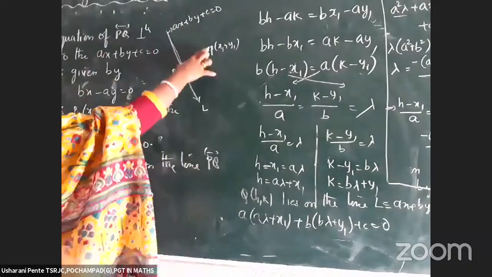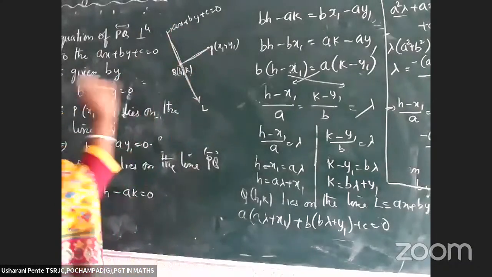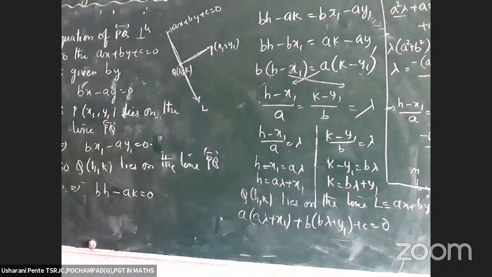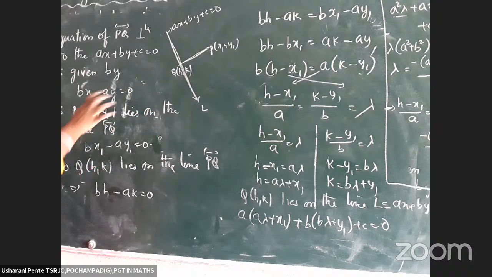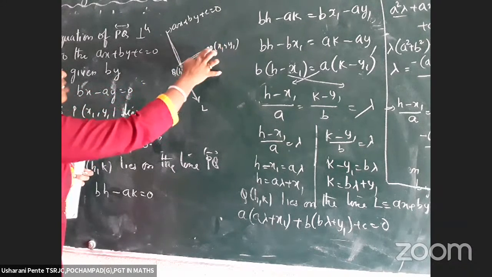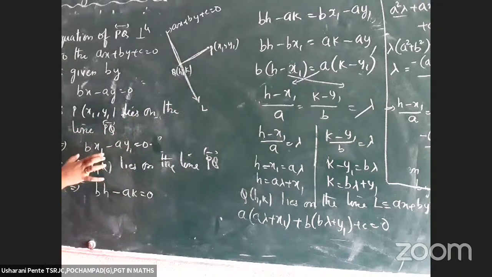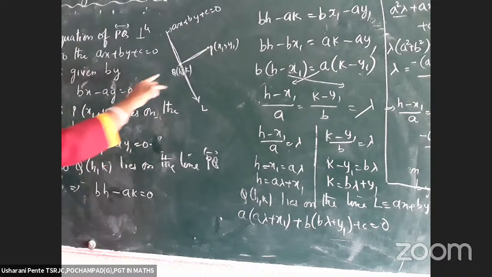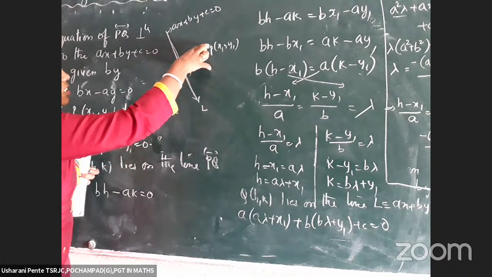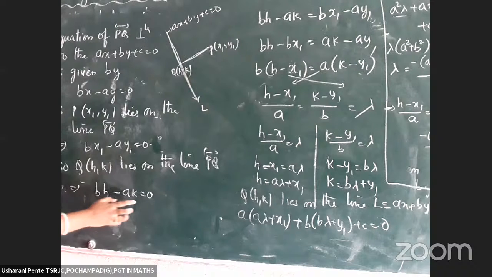This line PQ is perpendicular to the line L. What is line L? ax + by + c. We know if the lines are perpendicular, then the equation is given by bx minus ay, so bx minus ay is equal to 0. As this point P lies on this line PQ, I am substituting the point: b x1 minus a y1 is equal to 0. And Q is also on this line, therefore we write bh minus ak is equal to 0. Now we are equating these two.